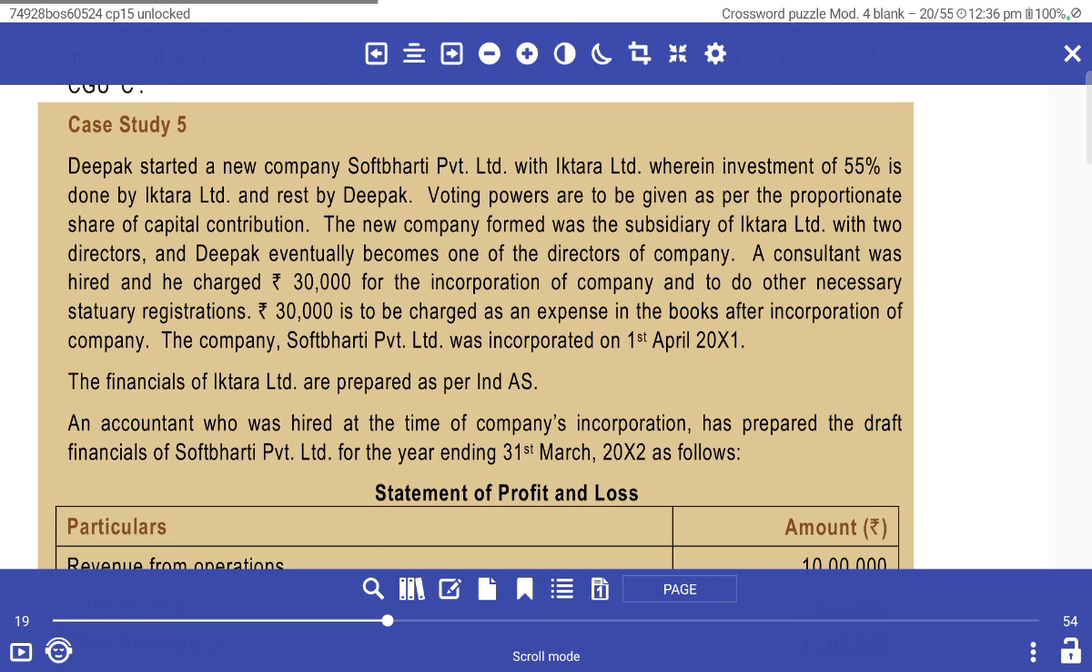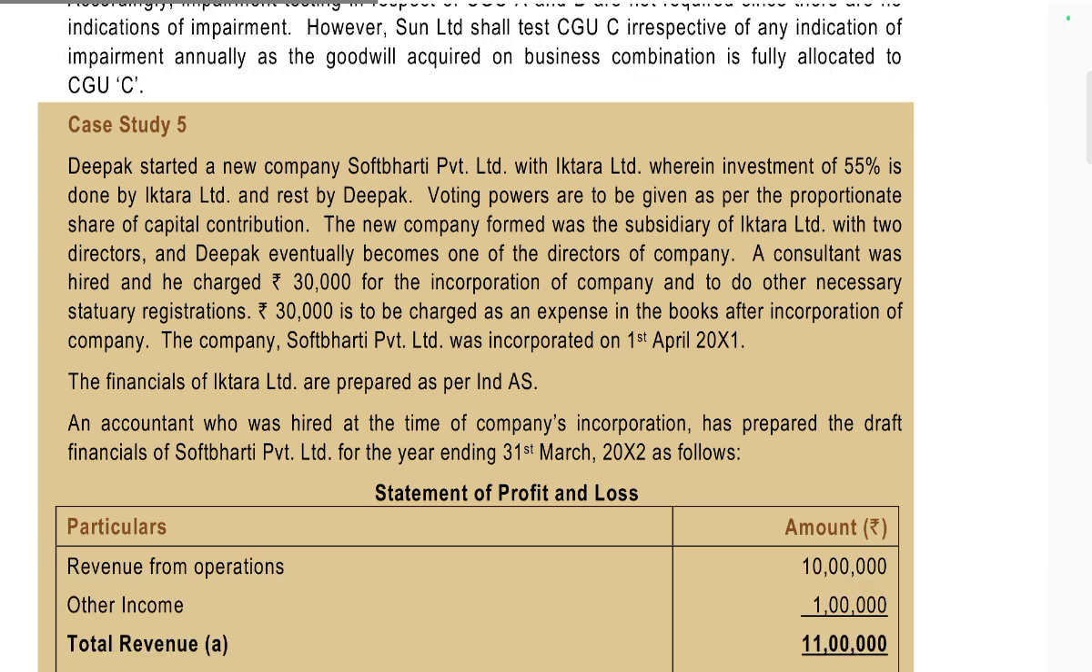Case study 5. Deepak is starting a new company, Softbury Private Limited, and Ikatari Limited has invested 65% of the capital; the rest is contributed by Deepak. The voting powers were to be given in proportion to the share of capital contribution. The new company is formed as a subsidiary of Ikatari Limited, with 2 directors, and Deepak eventually becomes one of the directors of the company.